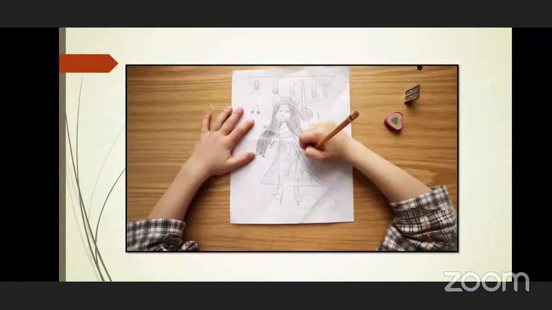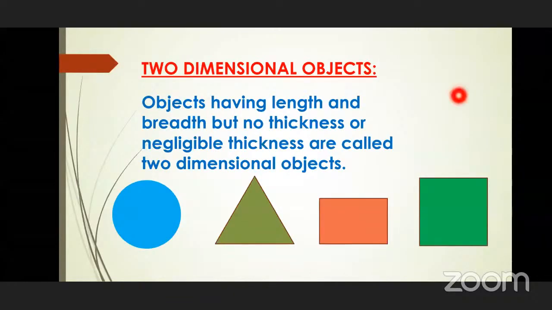Now, see, children, the objects which we can draw on a paper are known as two-dimensional objects. See, it is a circle. It is a triangle. It is a rectangle. And this is a square. So objects having length, which means this side, and breadth, but no thickness or a negligible thickness, are called two-dimensional objects.